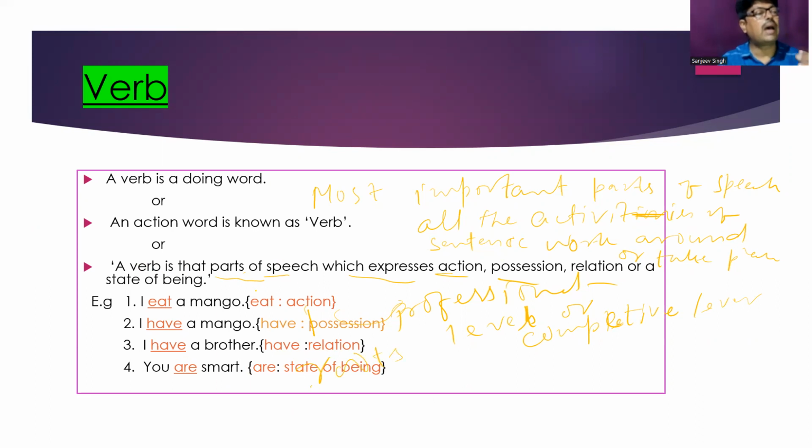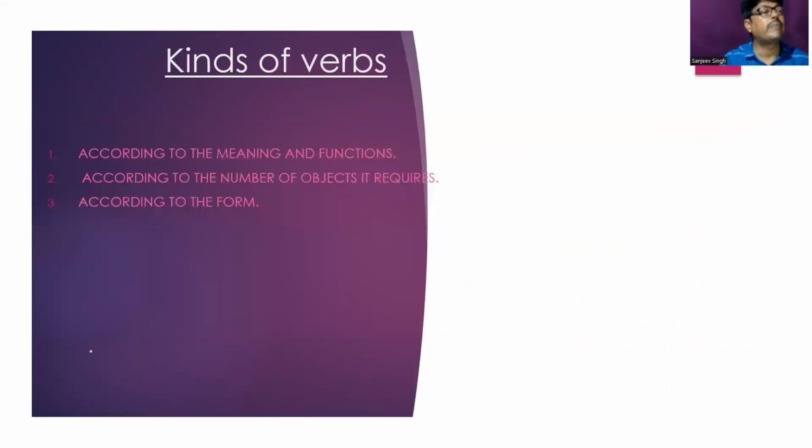So that's why I would prefer for the definition of verb: that part of speech which expresses action, position, relation, or state of being. In example one, it is the action word here. Have is the position word here. I have a brother is the relation word here, and you are smart are the state of being. So you can say that the verb does four things in a sentence, right? A four-way you can say.